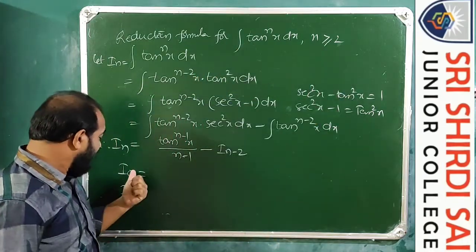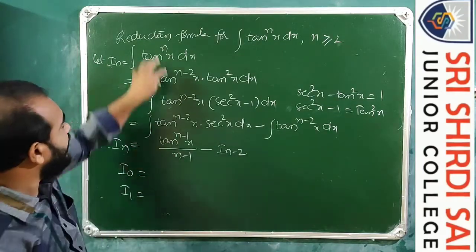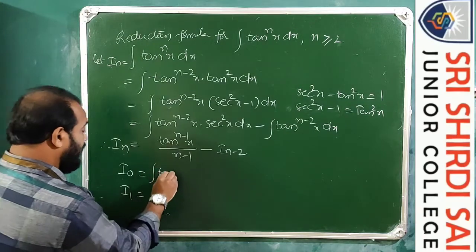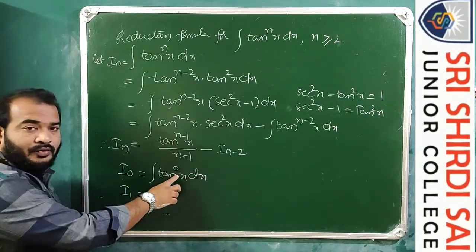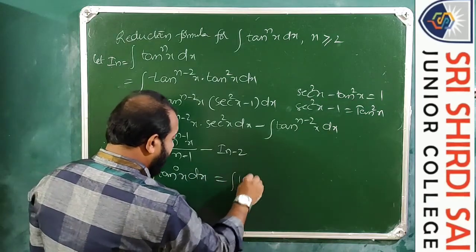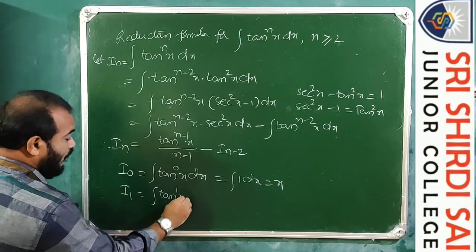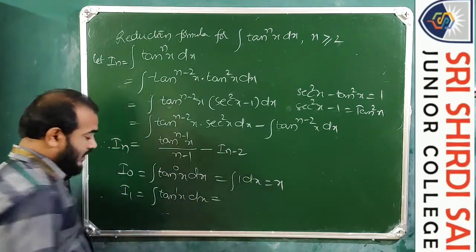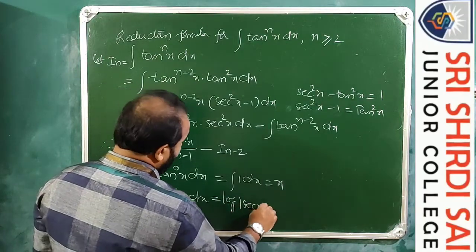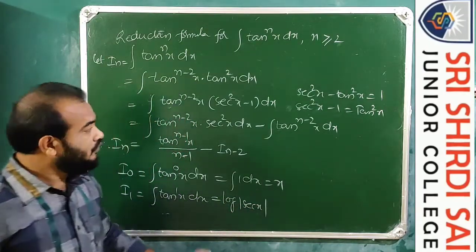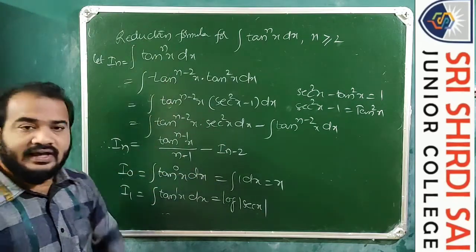Since 0 and 1 are less than 2, let us substitute directly. Tan power 0x dx: anything to the power of 0 is 1, so integral 1 dx, which is x. And tan power 1x dx: integral tan x dx is log mod secant x plus constant of integration c. So this is the reduction formula for integral tan power nx dx.